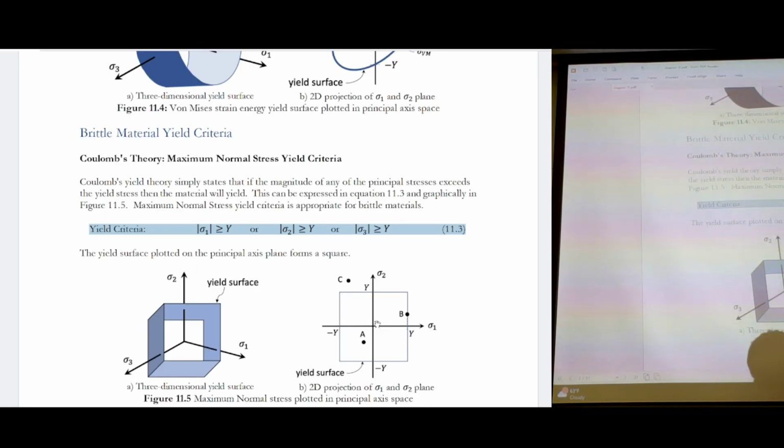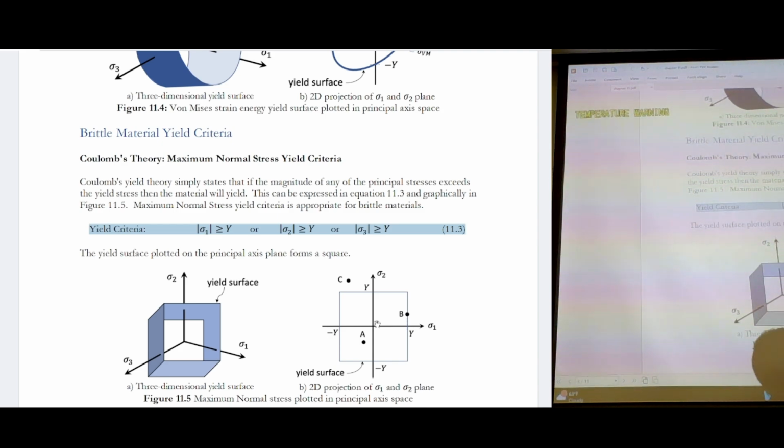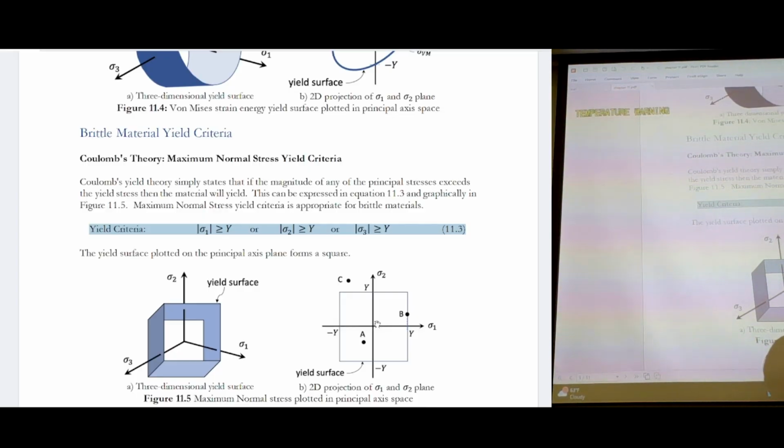shape. This shape is specific for a given theory, so I'm going to just write it down. If your stress 1, stress 2 point lies inside the shape, then it's safe. It's not going to yield. But if it lies outside, then it's going to yield. For example, in this case, you have 3 points, A, B, and C. A lies inside the box, B lies inside the box, so these 2 points will not observe yielding, but the C point will observe yielding.